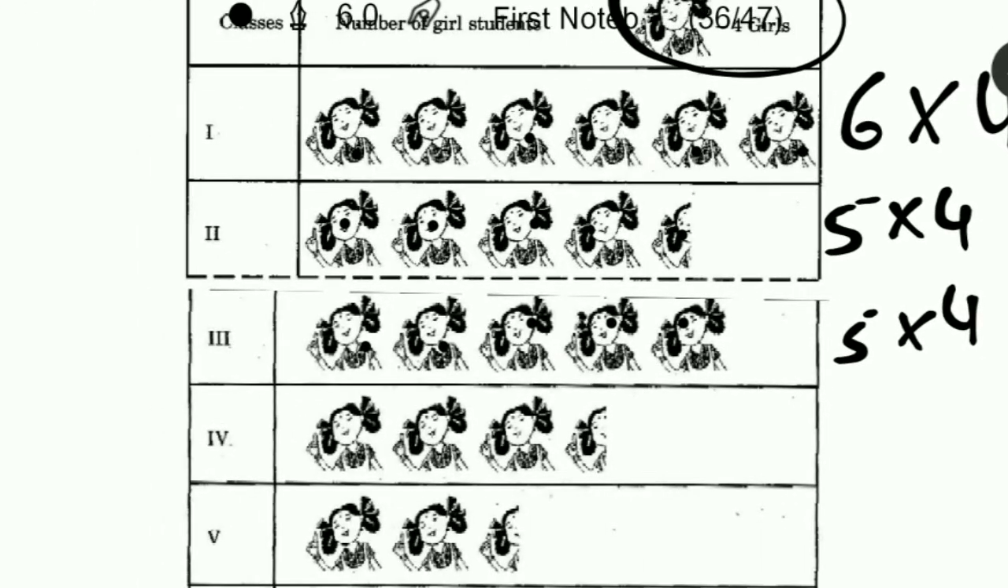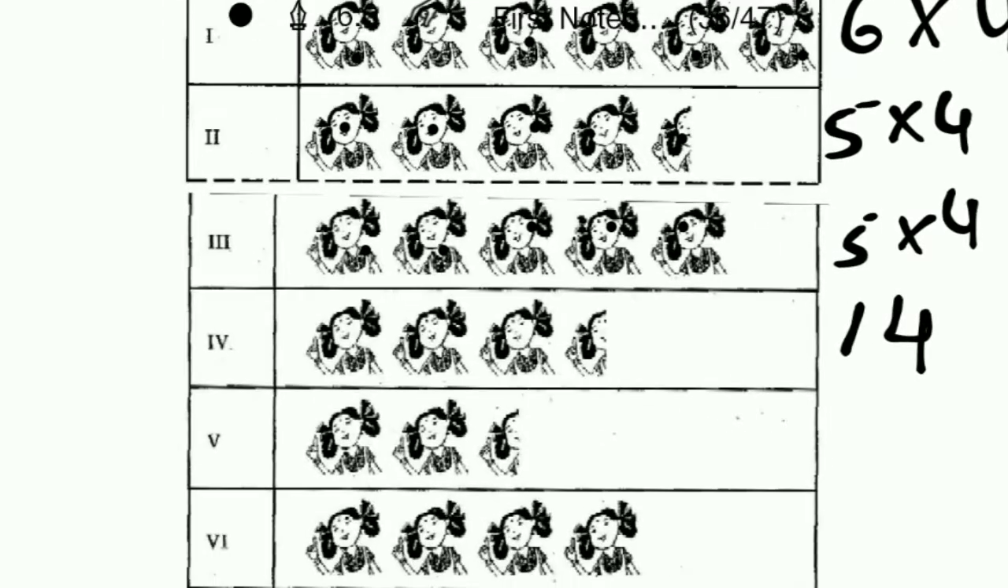Then 1, 2, 3, and this is half. So 5, 4, 1, 2, 3. 3 and half. 3 and a half means 4 plus 4 plus 4 is how much? 12, 13, 14. Then this one 4 plus 4, 8 and 10.